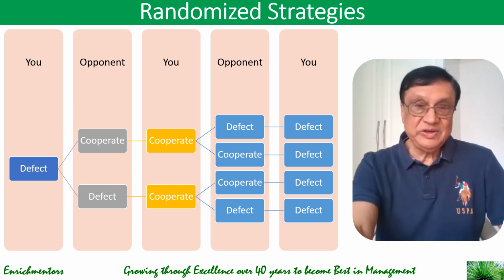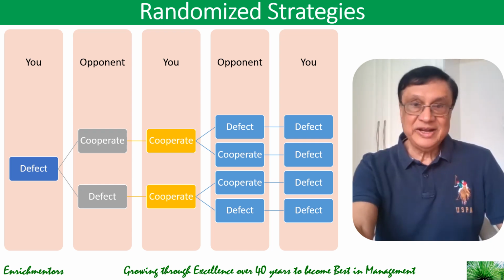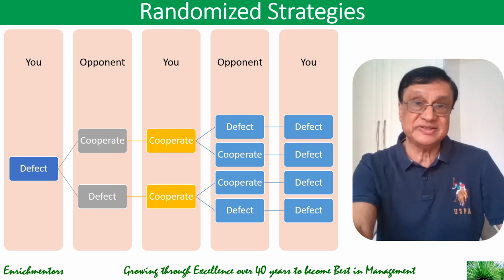So if you choose a 50-50, say you start with defecting, your opponent cooperates, you cooperate the first time. Now the next time he cooperates, you defect because that's your 50-50. Now if your opponent defects, you cooperate, and if the opponent cooperates, you defect again. So it's a randomized thing. There's no fixed pattern other than the probabilities that you know. So that is the randomized strategy.